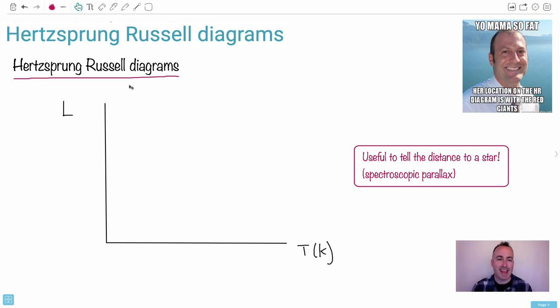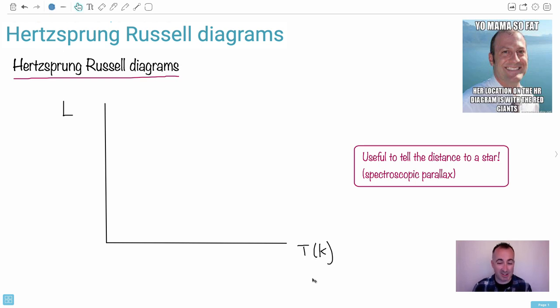So let's look at this HR diagram, as it's called. This is the Hertzsprung-Russell diagram. It's kind of like the periodic table, but for astronomers. It's that useful. We put pretty much everything on it. Remember we learned about luminosity? That's what goes here on this y-axis, the luminosity of a star. Remember, that's going to be really important. L is luminosity, and T is going to be the surface temperature in Kelvin.